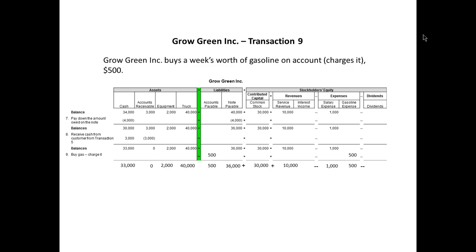The total on the left side of the equal sign is $75,000. On the right side, liabilities total $36,500, and stockholders' equity is contributed capital of $30,000 plus revenues $10,000 minus expenses $1,000 and $500, or $1,500, so stockholders' equity equals $38,500. Liabilities of $36,500 plus stockholders' equity, $38,500, equals $75,000 on the right side of the equal sign. The equation is in balance.